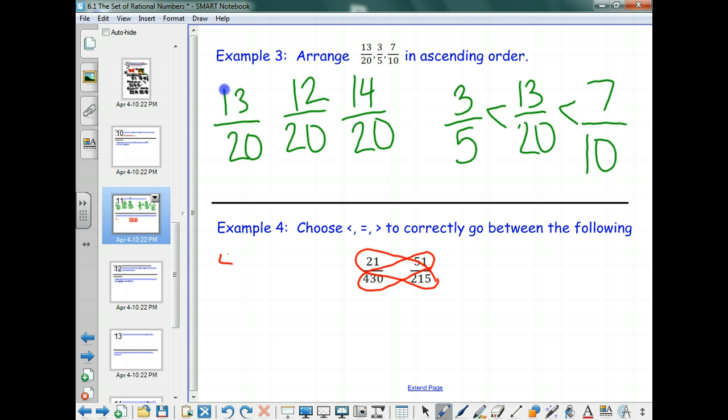4,000. And what about the other one, the 430 times 51? 21,930. What? 930. So what symbol should go between those words? Right, the less than one. The first one's smaller, correct? Yes. So it's okay, put the less than symbol between it. And then that means the same symbol, the less than symbol would actually go between the fractions, right?